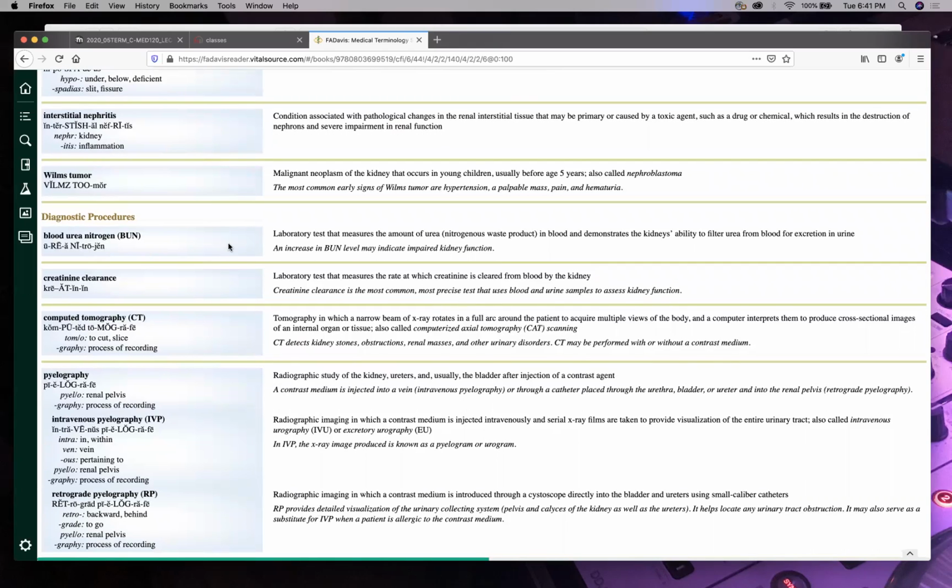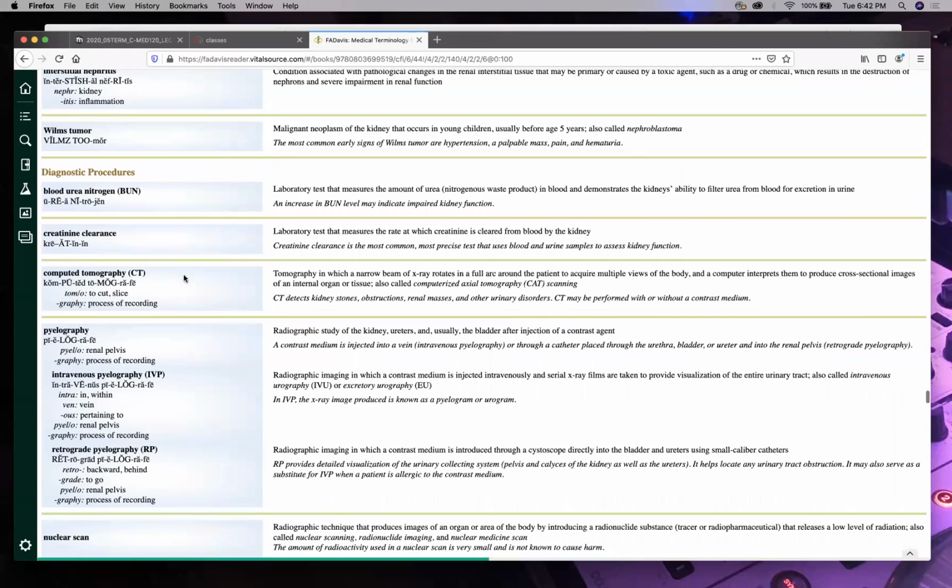So BUN, blood urea nitrogen. Now, if your BUN is increased, that means your kidneys aren't working very well, because remember, we're supposed to kick out all the bad nitrogens. And if I have way too much urea or ammonia or nitrogenous waste, that's not a good thing. Creatinine is another way that we test kidney function. Creatinine is a substance that has a known passage rate through your urinary system.